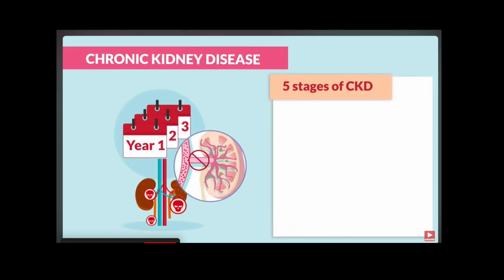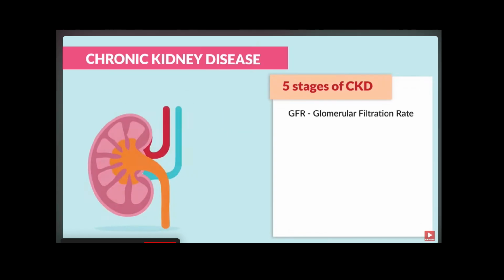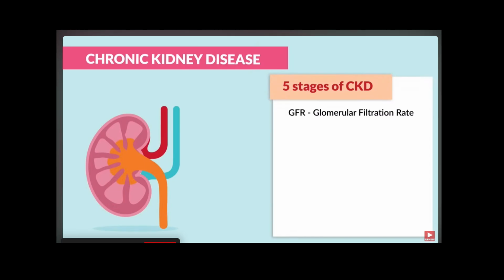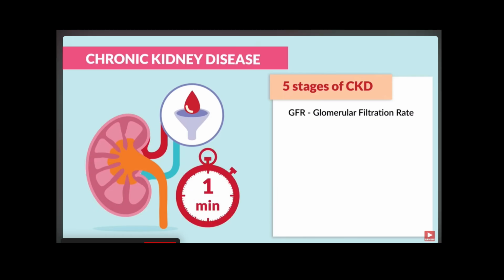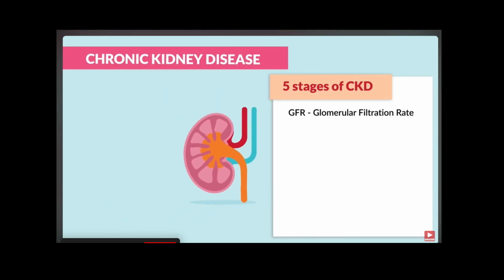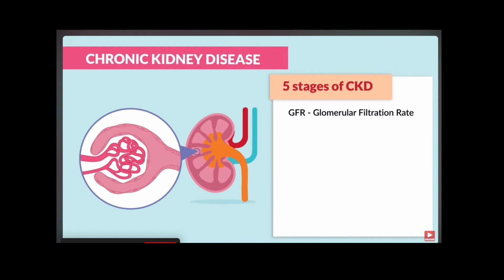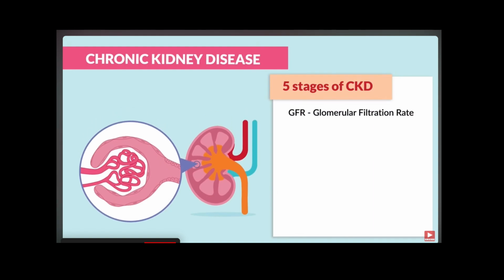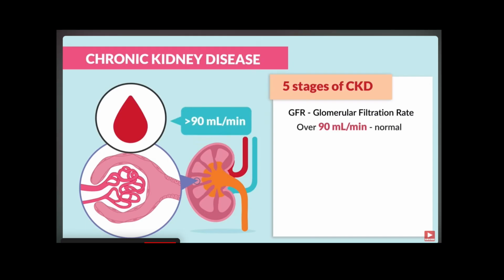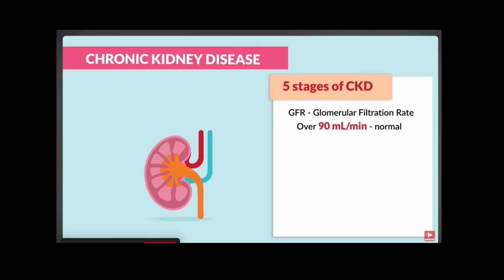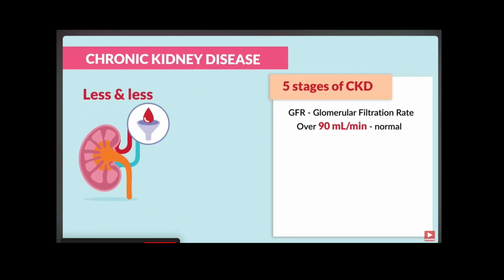Now, we have 5 stages of CKD based on the GFR, the glomerular filtration rate, stating how much blood can be washed by the kidneys in each minute, specifically inside these little washing machine bubbles called the glomerulus. Now, key term, write this down, over 90 mLs per minute is considered normal. As you can see here, as the GFR gets less and less, this means the kidneys are in distress.